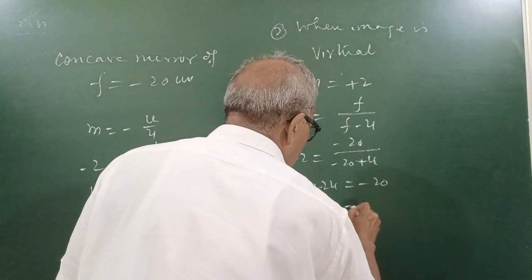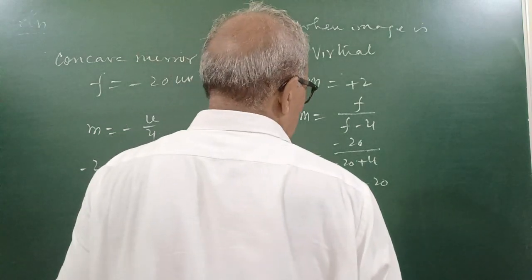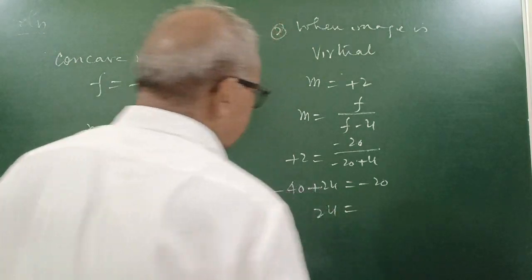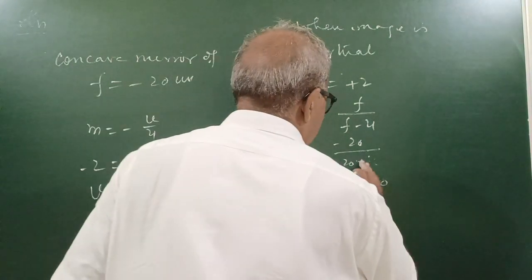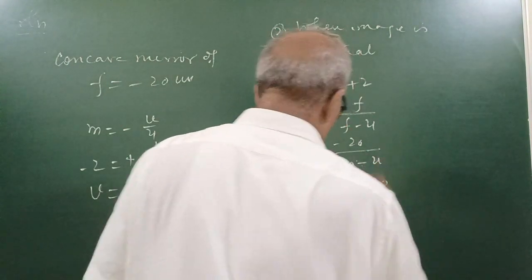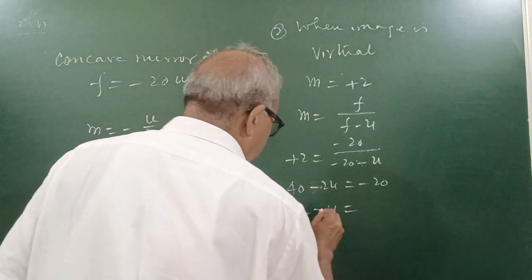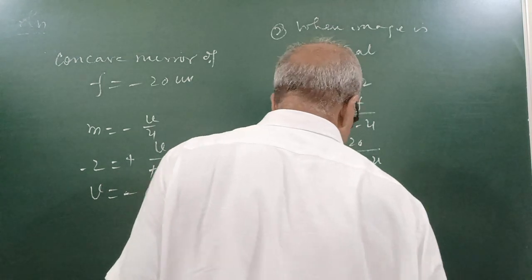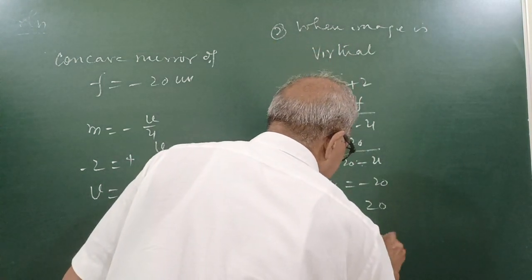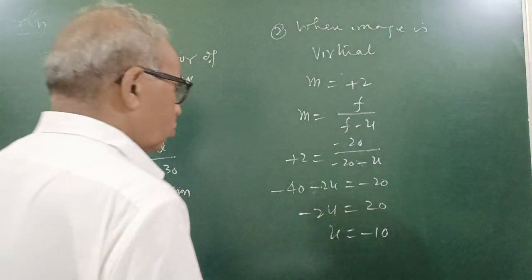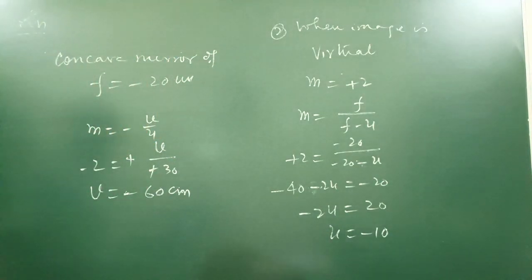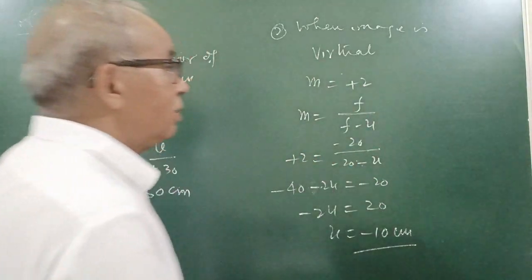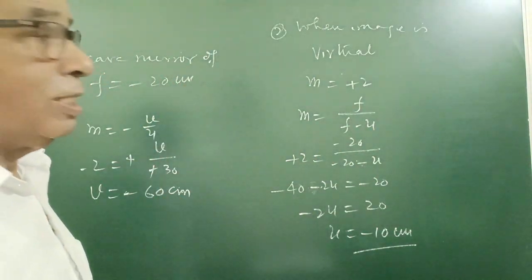So 2u is equal to... what will it be? Oh, here it is minus, brother, sorry. Minus 2u is equal to 20, u is equal to minus 10, u is equal to minus 10 centimeter. Minus means the object distance is negative.